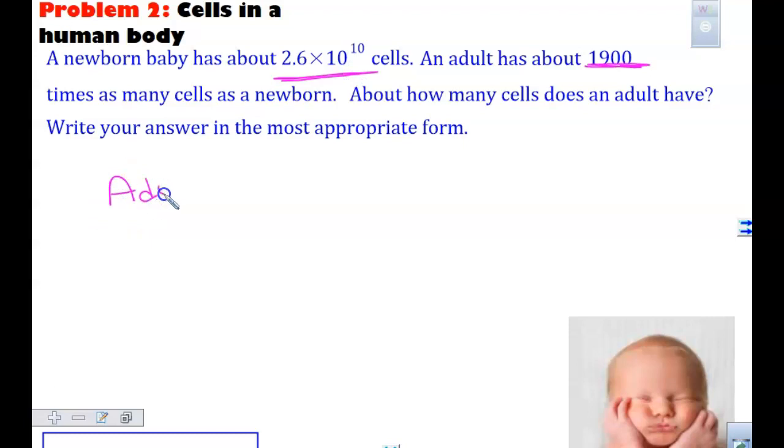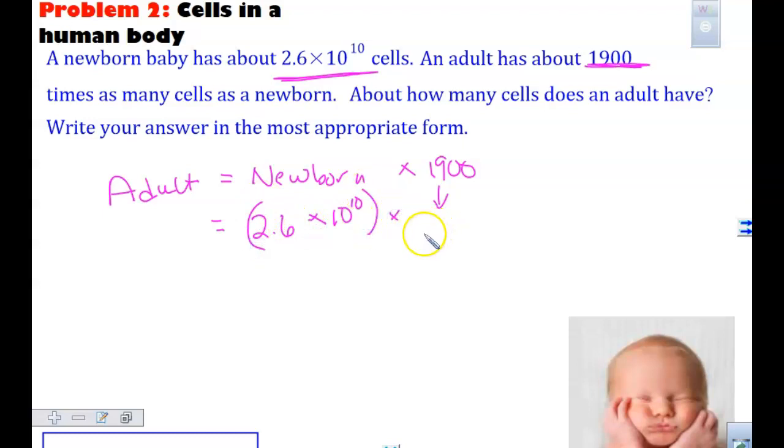So if we're thinking of an adult, it says the adult is going to be the newborn times 1,900. Please write that right now. The newborn is already in scientific notation, 2.6 times 10 to the 10. You shouldn't need your calculator for this part. We're going to put the 1,900. What does it look like in scientific notation? Ambry, what would you have? 1.9 times 10 to the third.